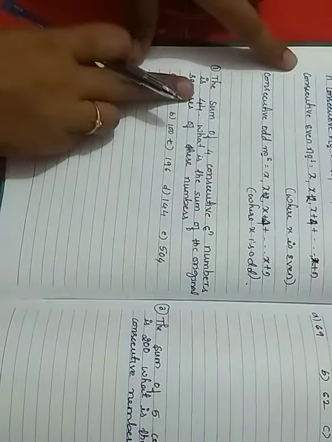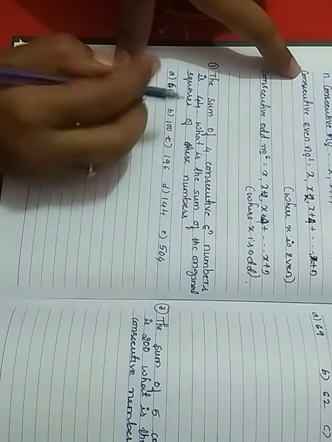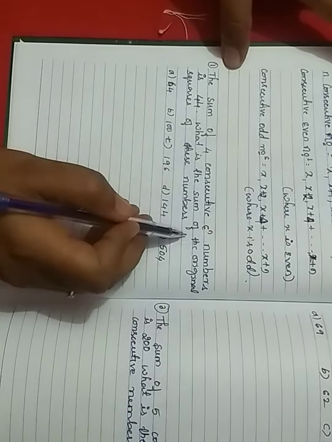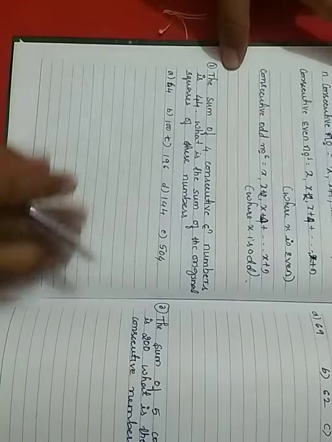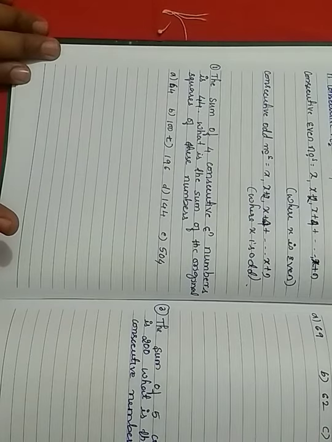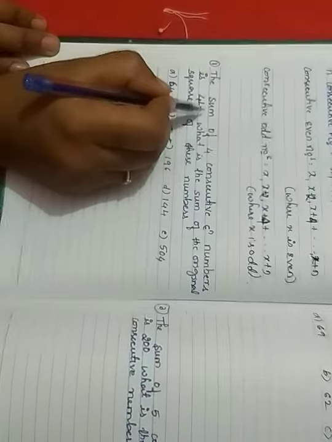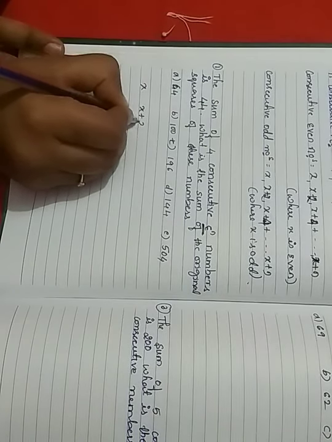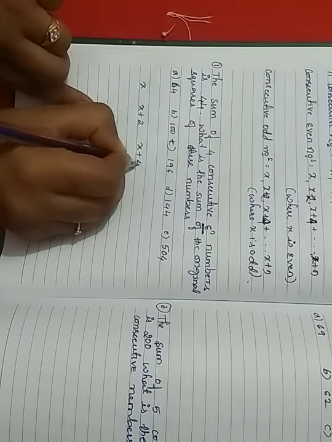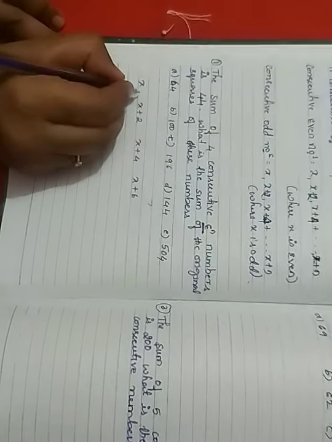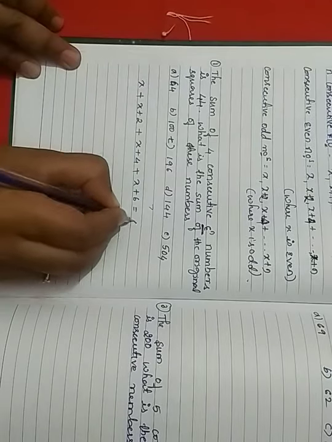Now, the sum of 4 consecutive even numbers is 44. Find the sum of the squares of these numbers. First, you need to find out what those consecutive numbers are. What are those 4 consecutive numbers whose sum is 44? What they are asking is 4 even consecutive numbers, which means the representation must be x, x plus 2, x plus 4, x plus 6. The sum of these 4 consecutive numbers is 44.